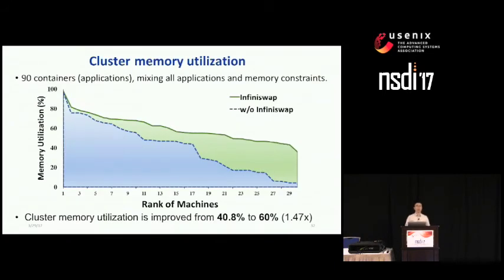Next, we ran 90 containers in the cluster, and each container has a single application. This figure shows the memory utilization of every node in the cluster. After applying Infiniswap, almost every node's memory utilization has been improved. In general, the cluster's memory utilization is improved from 40% to 60%.